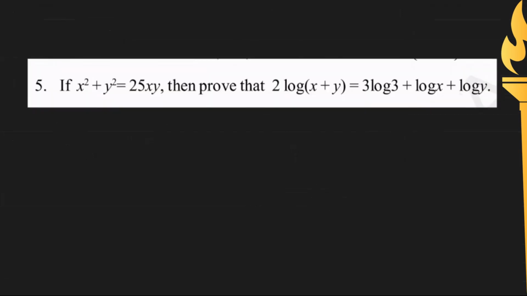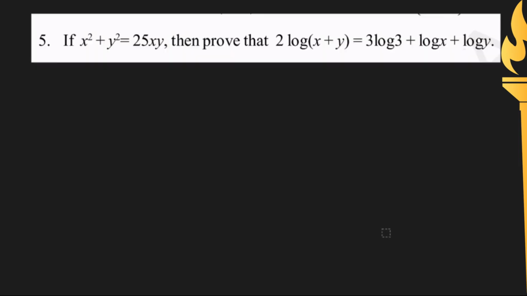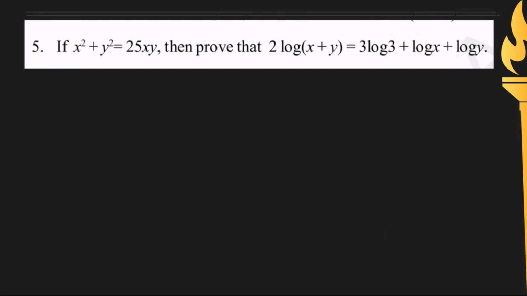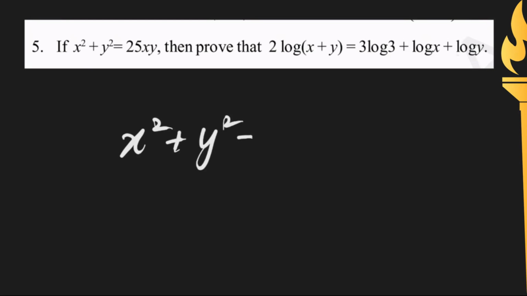Today we have the fifth question of exercise 1.5. It is: if x square plus y square is equal to 25xy, then prove that 2 log of x plus y is equal to 3 log 3 plus log x plus log y. So let's write what is given here. We have x square plus y square is equal to 25xy.